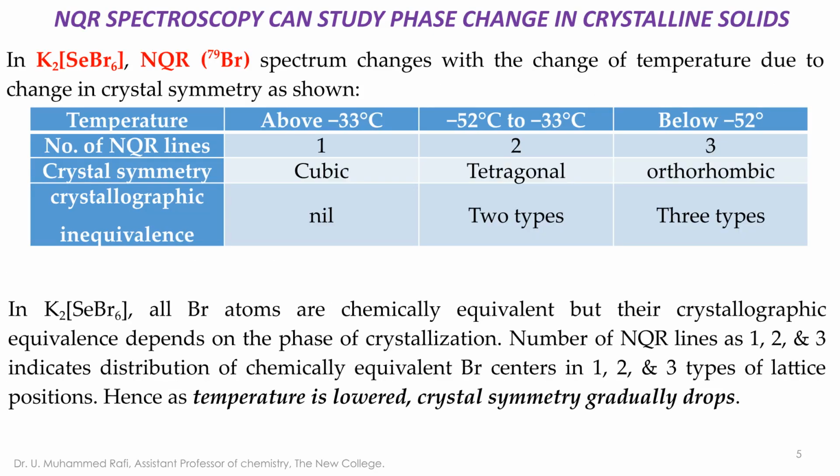NQR spectroscopy can study phase changes in crystalline solids. As seen in K2ReBr6, the NQR spectrum changes with temperature, indicating that as temperature is lowered, the crystal symmetry gradually drops, leading to more NQR lines.